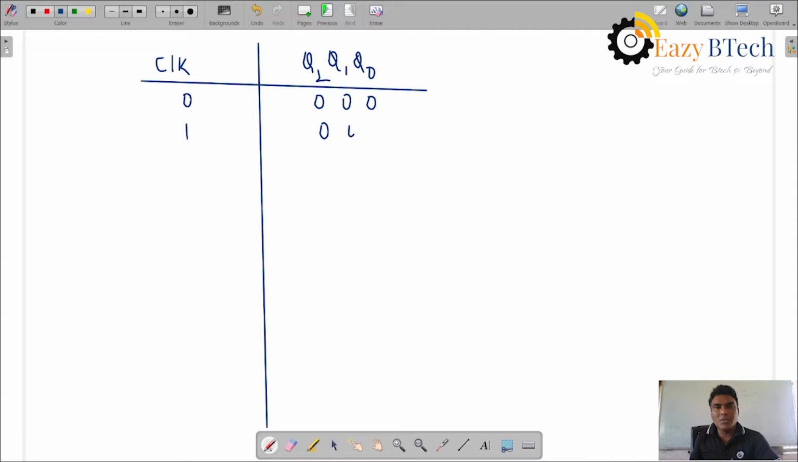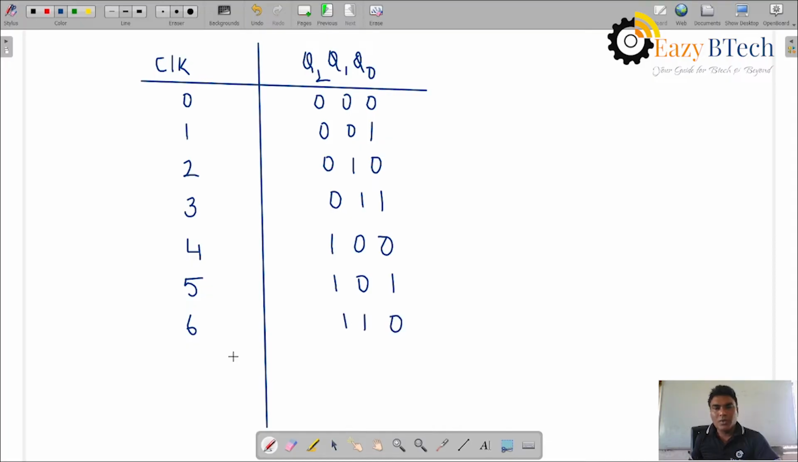First clock pulse is applied: 0 0 1. Second clock pulse: 0 1 0. Third clock pulse: 0 1 1. Fourth clock pulse: 1 0 0. Fifth clock pulse: 1 0 1. Sixth clock pulse: 1 1 0. Seventh clock pulse: 1 1 1. So this is the output. The input is the clock pulse, and this is the counter output.